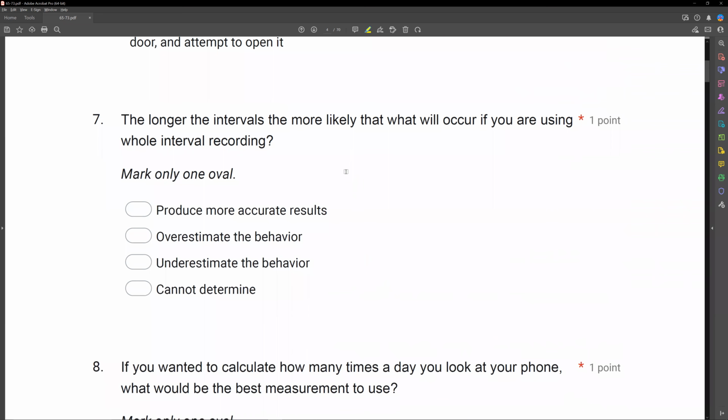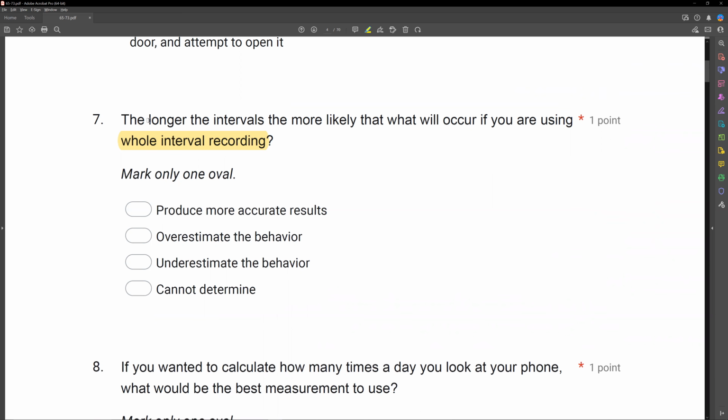7, the longer the intervals, the more likely that what will occur if you are using whole interval recording. All right, this is a more difficult question, so let's analyze it and think about it. We're talking whole interval recording here, which is what? That's when the behavior has to occur the entire interval for it to count. We have a 10-second interval, the behavior has to happen 10 seconds.